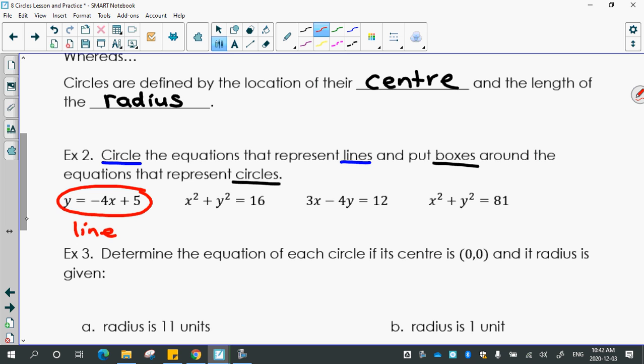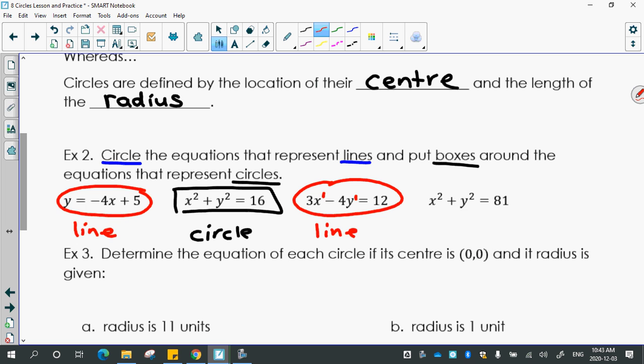Circle or line? Circle. So this one's a circle because it's in the form x squared plus y squared equals a number which represents the radius. The next one, 3x minus 4y equals 12. It's a line, good. Even though the x and the y are both on the same side, they only have exponents of 1, okay? Whereas in a circle, they would both have an exponent of 2.